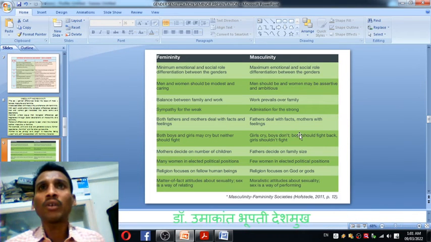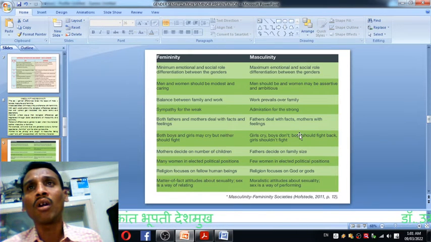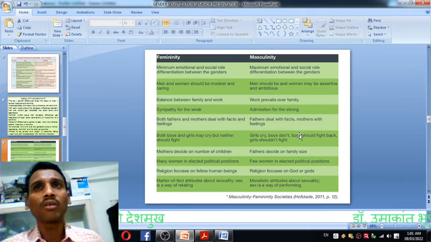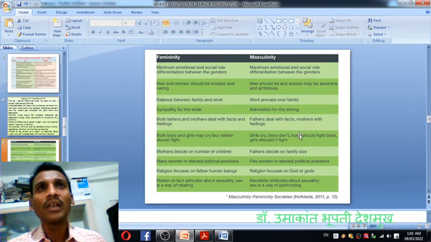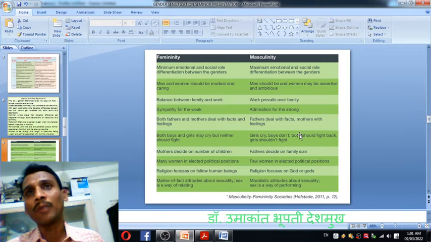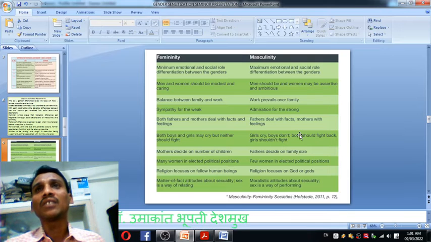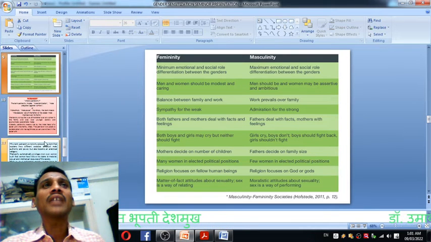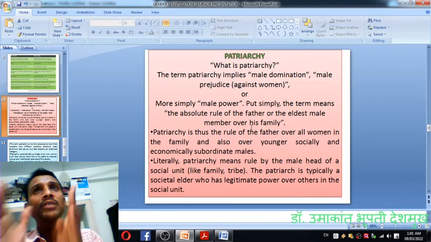In femininity, religion focuses on fellow human beings, and in masculinity, religion focuses on God or gods. A matter-of-fact attitude about sexuality, where sex is a way of relating, in the case of femininity, and a moralistic attitude about sexuality, where sex is a way of performing, in masculinity. So these are some of the basic differences between femininity and masculinity.